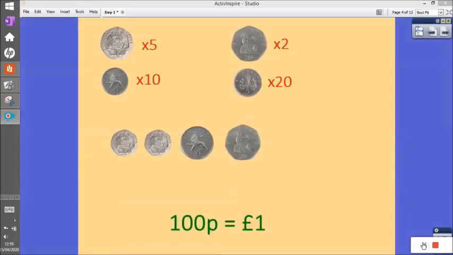Good luck. Okay, so some options that I've come up with are 5 20-pence pieces, 2 50-pence pieces, 10 10-pences, 20 5-pences, or you could have had 2 20-pences, a 10 pence and 50p. But the idea is that 100 pence equals £1. So whatever options you've done, as long as you've got 100 pence in total, that makes £1, okay?